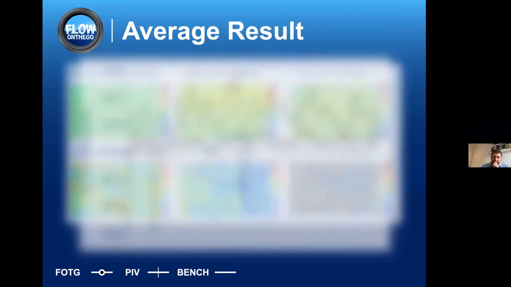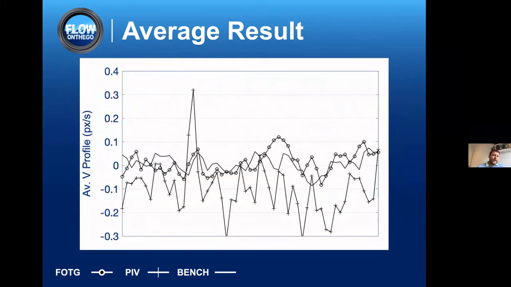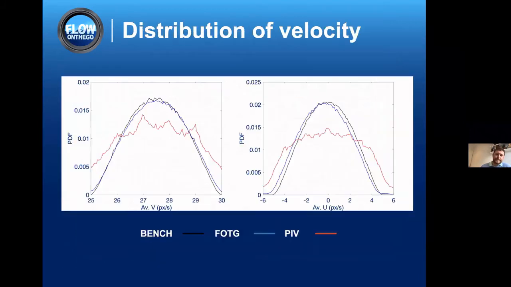So that's all right. We can look at a cross-sectional average, and we see that Flowonthego pretty much is spot on compared with the benchmark. PIV is not doing a great job, but there's a reason for that, which we've published in our paper recently. Likewise, if we look at our V profile, our other cross-sectional profile, again, Flowonthego is doing a much better job than what we can see from the standard PIV codes.